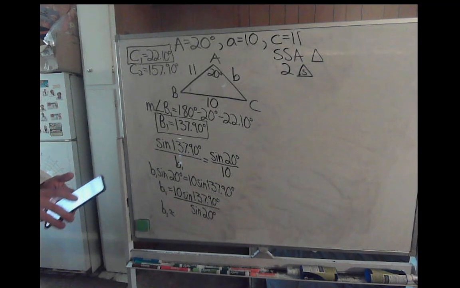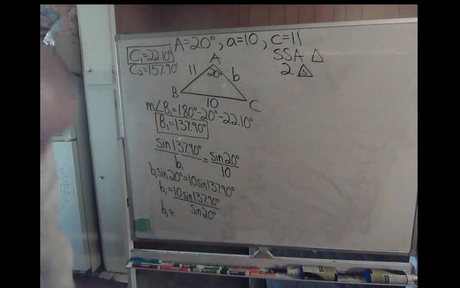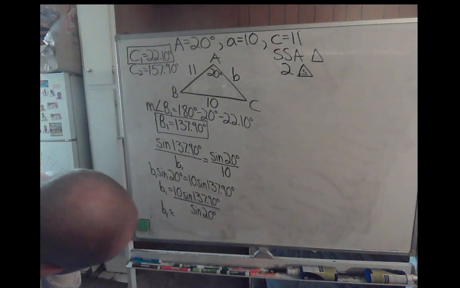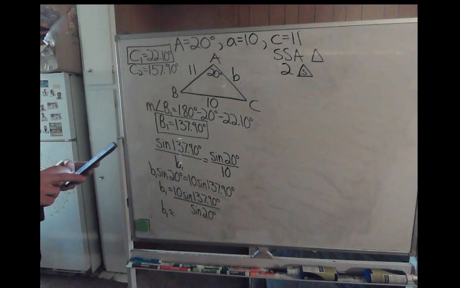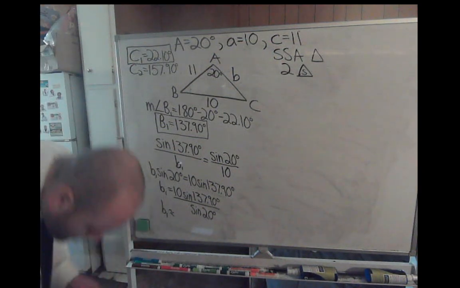So B sub 1 would be approximately equal to, let's find this to two decimal places. That would be approximately equal to, did I divide that right? Hold on. What is 10 times the sine of 137.9? Yeah, I think I forgot to multiply something. That's why my answer wasn't making sense. There we go. 19.60.